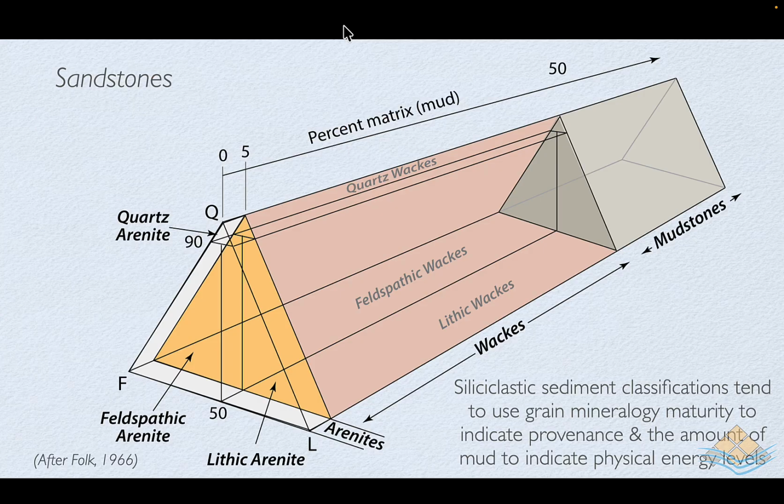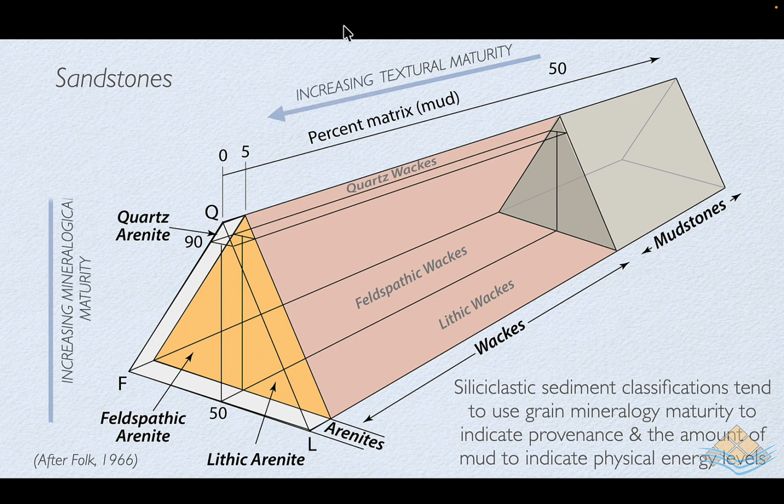Siliciclastic sedimentation is based on the assumption of weathering in the source area and transport into the depositional basin from outside. And so the most important characteristic that we need to apply in classification of sandstones and mudstones is the nature of the physical energy in the depositional environment. And that has two main components, textural maturity and mineralogical maturity. This is Folk's 1966 classification. We could choose Pettijohn's classification.